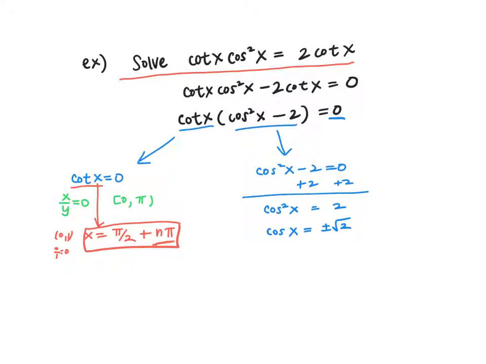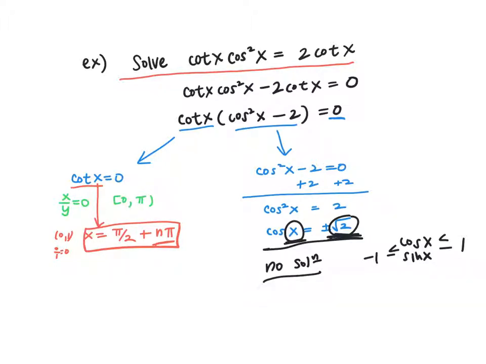However, you need to remember something here. The cosine function, as well as the sine function, must be between negative 1 and 1. And root 2 is greater than 1, or negative root 2 is less than negative 1. So this is not possible, it's undefined, so you would have no solution in this case. There is no angle that you can plug in such that when you take the cosine of it, you get a number that's greater than 1 or less than negative 1. So you get no solution for this second factor.